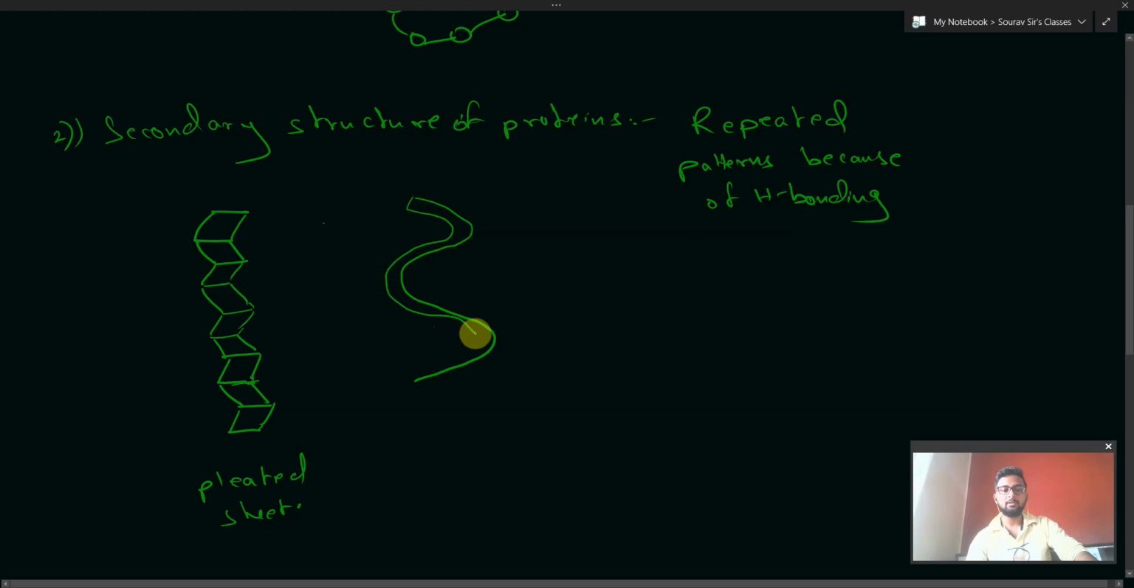Now this drawing is not up to the mark, obviously. I'm just drawing it to make you understand, nothing more than that. Okay, so this is basically the alpha helix structure. Okay, so this is the secondary structure of protein.